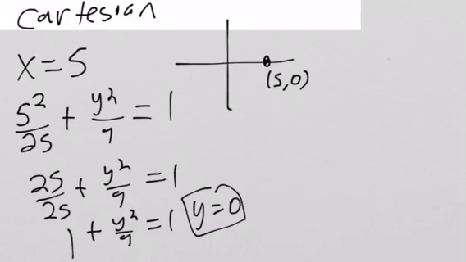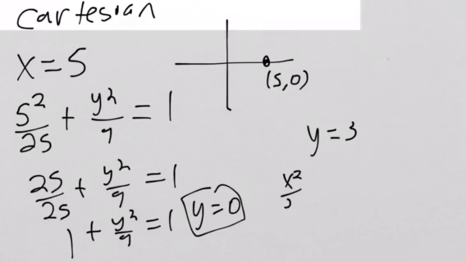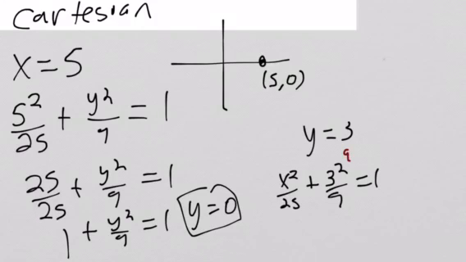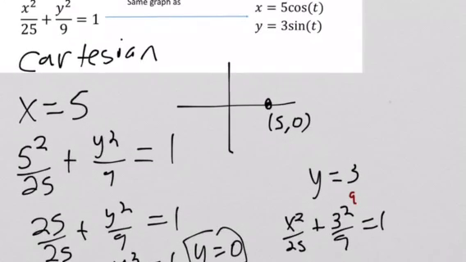Okay, well what if y equals 3? Well that means we're going to have x squared over 25 plus 3 squared over 9 equals 1. And you should see that this is just going to be 9 over 9, which is 1. So then x is going to have to be 0. So then we have a point at x equals 0, y equals 3. In the negative direction, it's going to be the exact same. We're going to have a point at -5, 0, and 0, -3.